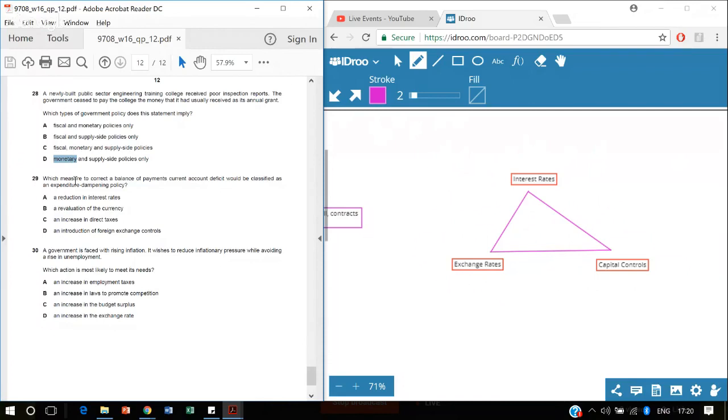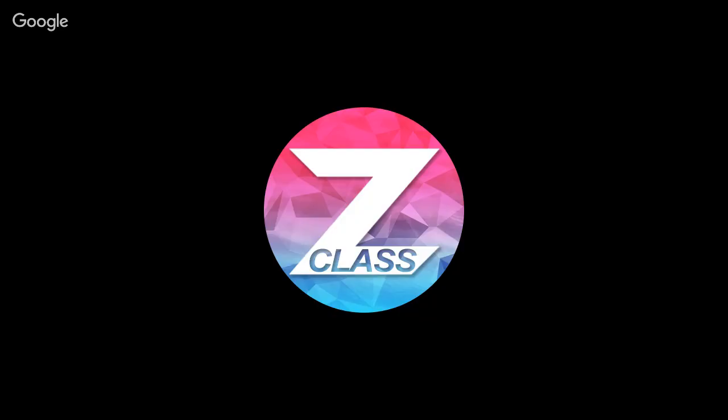Okay, small balance of payments treatments. Let's do this perfectly this time. Which measure to correct a balance of payments current account deficit would be classified as an expenditure dampening policy? What do you think? A would not be expenditure dampening because it would cause people to spend more. Okay.